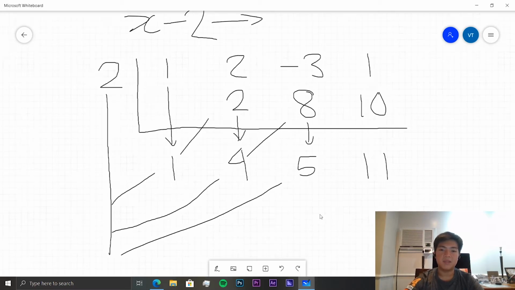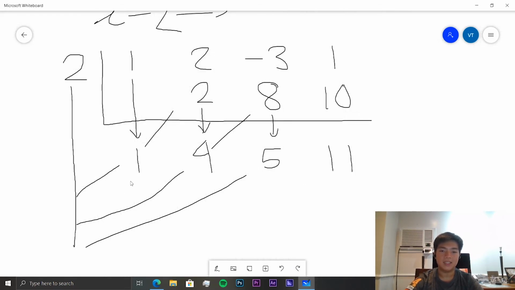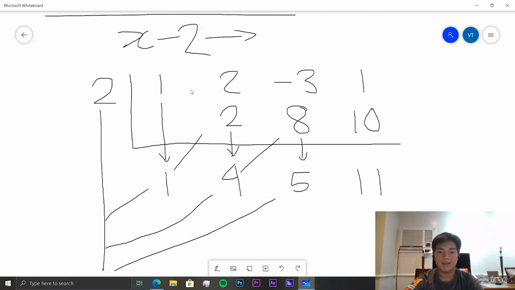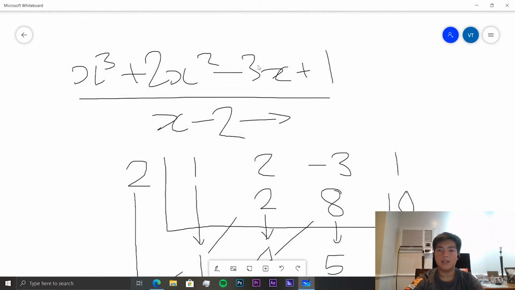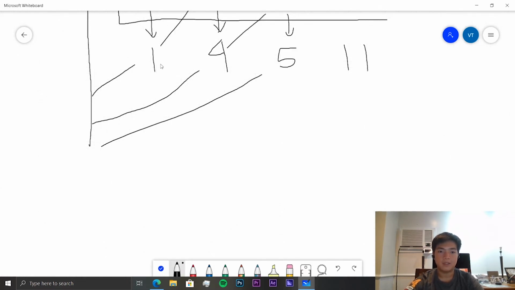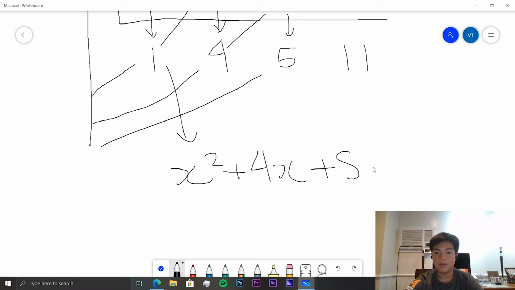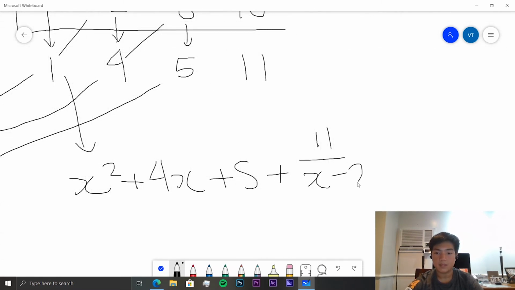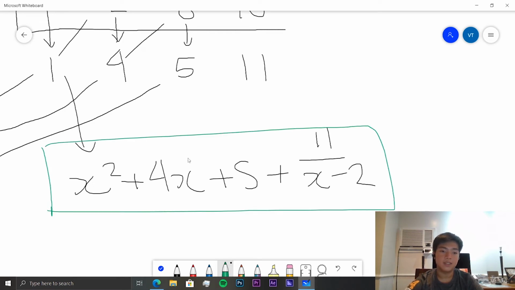So this will be our resulting set of numbers, and to translate this seemingly meaningless amount of numbers back into a polynomial, we need to look at our original one. Our original polynomial had a degree of 3, so when we divide it by a linear expression, it should have a degree of 2. So we substitute the coefficients back. This would be x squared plus 4x plus 5, and then we have a remainder of 11, which we can express as 11 divided by x minus 2. And so this should be the resulting expression.